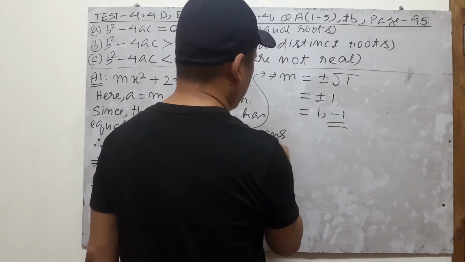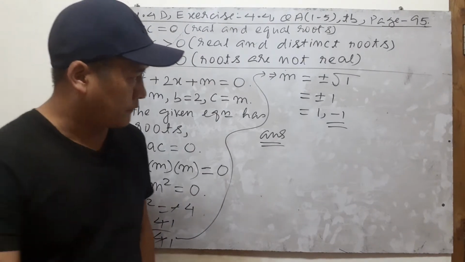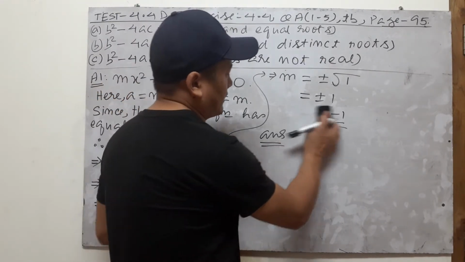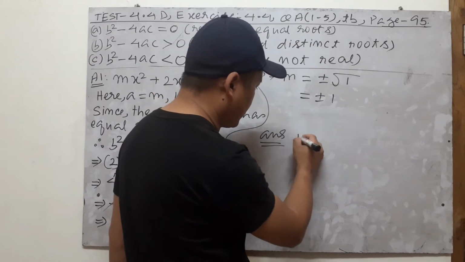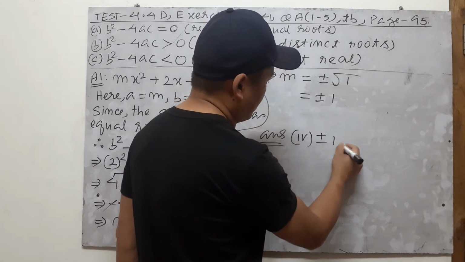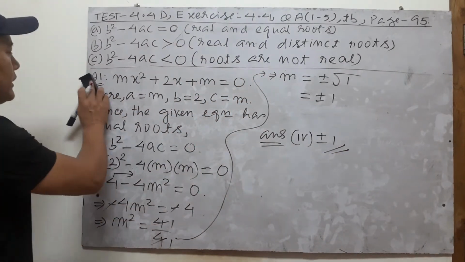Therefore the answer choice that matches this m value plus 1 and minus 1 is the fourth one. Actually the textbook answer is given up to here, so the fourth choice on your textbook is matching this plus minus 1. That is the first question, so let's go to the next.